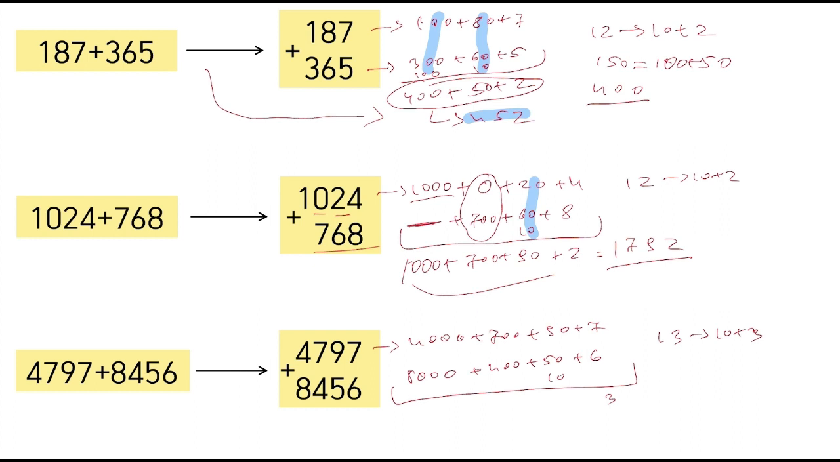Let's add the tens place. 10 plus 90 plus 50 plus 10 makes 150. If you separate it, it is 100 and 50. 50 for tens place, 100 for hundreds place. Let's add 700, 400 and 100, which will be 1200. 1000 plus 200. If you separate it, 200 for hundreds place, 1000 for thousand place.